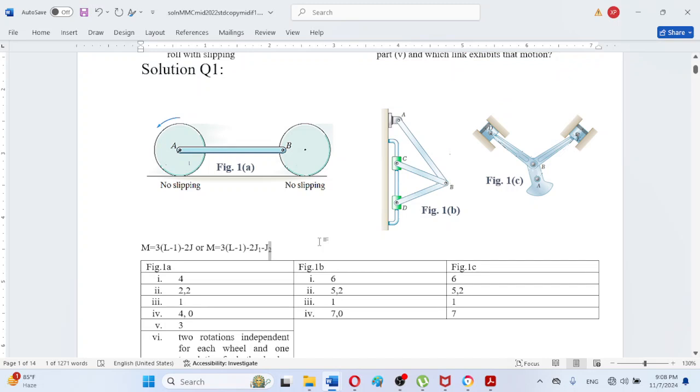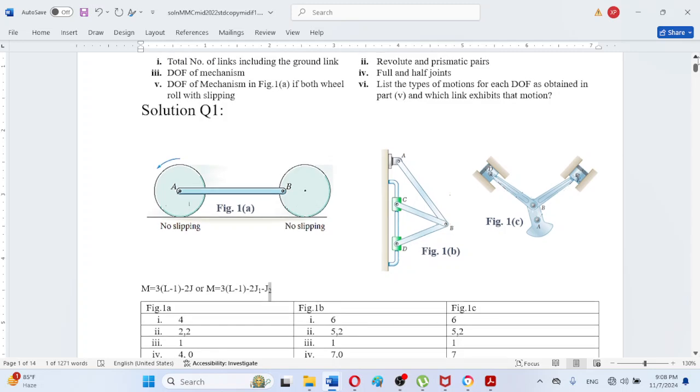The first requirement was the total number of links including the ground. In the first figure there were a total of 4 links, which can be counted like this: this is the ground, this is the right wheel which is connected to this horizontal bar at point B, and this is the left wheel which is connected with this horizontal bar at point A. So there are a total of 4 links: this is ground 1, this is 2, this is 3, and this is 4.